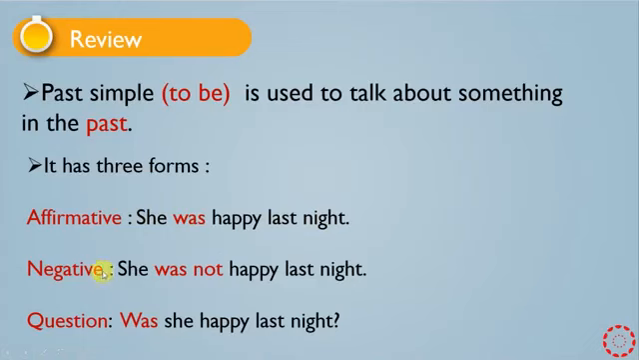For the negative, the same sentence but negative: she was not happy last night. Question: was she happy last night? Because it is a question, we bring was to the front part and add a question mark to the end of the sentence.